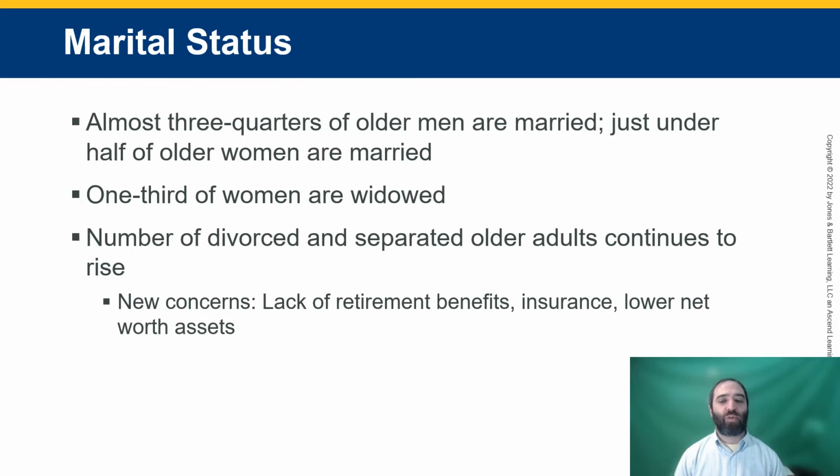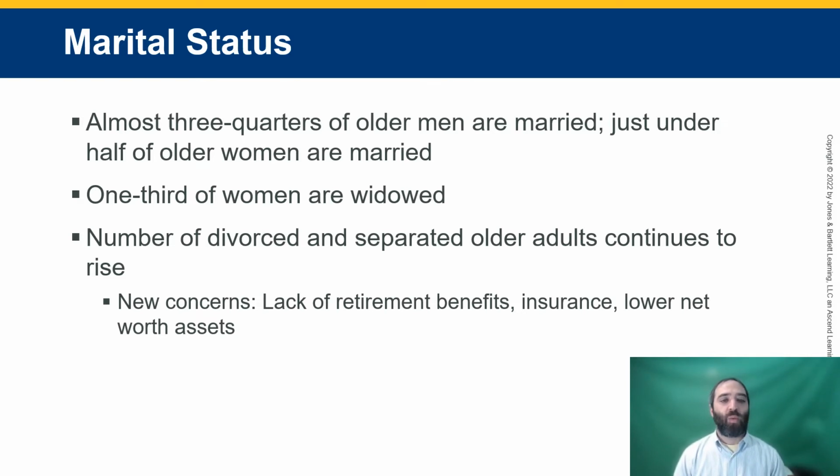The number of divorced and separated older adults continues to rise. Right, and so in the 1980s and 90s, the divorce rates were really high, and those people back then were probably in their 30s and 40s and 50s, and so now they are elderly, and as an older person, they are now divorced or separated.